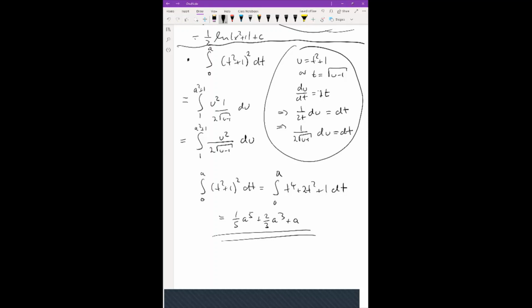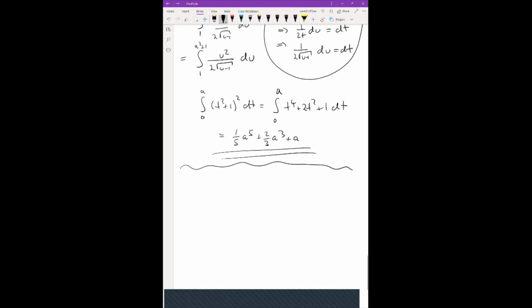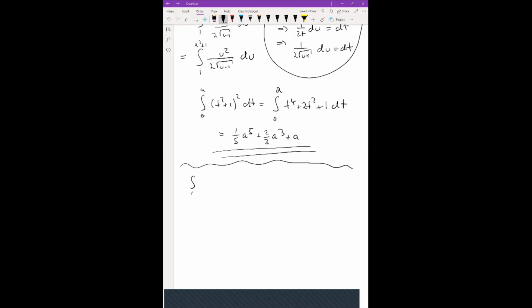Okay. Now, one last problem. It's one of the bonus problems. If you have that the integral from 0 to 1 of f of x dx is equal to 10, what can you tell me then about the integral from 0 to 1 of x to the 3 f of x to the 4 dx?